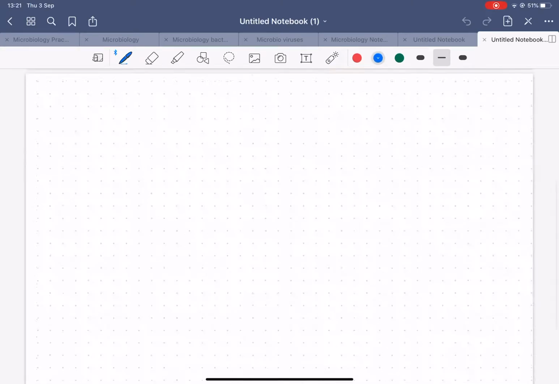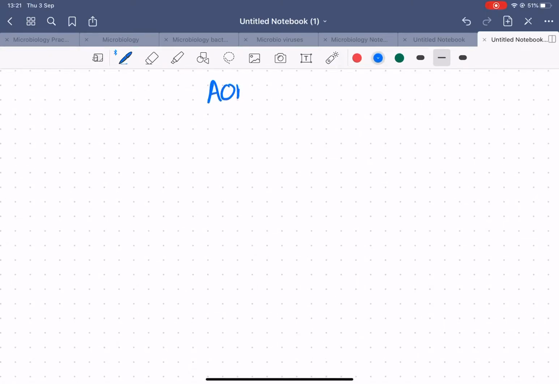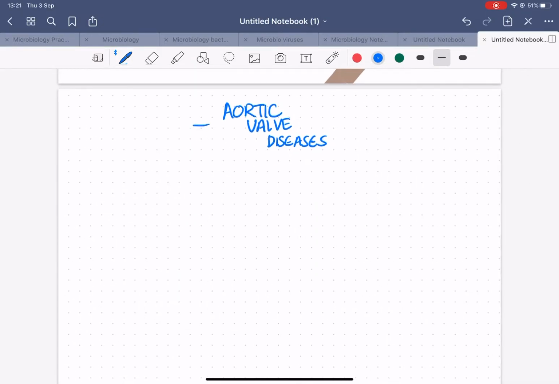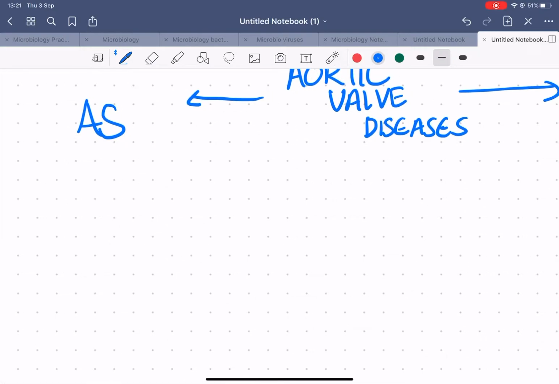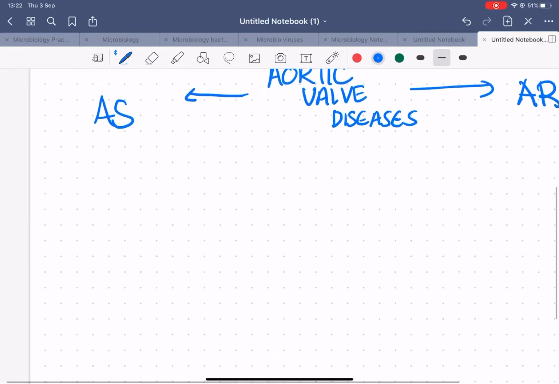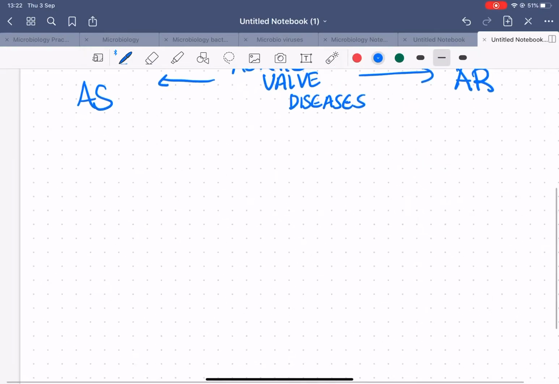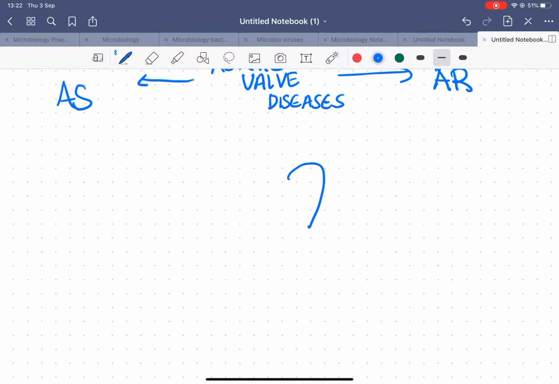Okay, so let's talk about aortic valve diseases. And the aortic valve diseases are basically aortic stenosis and aortic regurgitation. When it comes to aortic stenosis, where is the aortic valve firstly? Just establish the basis. Where is the aortic valve?